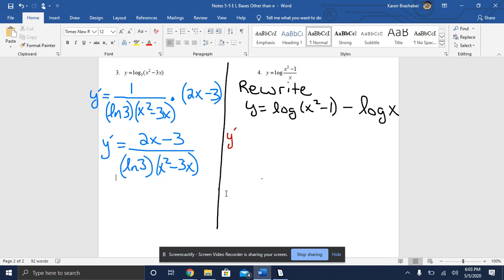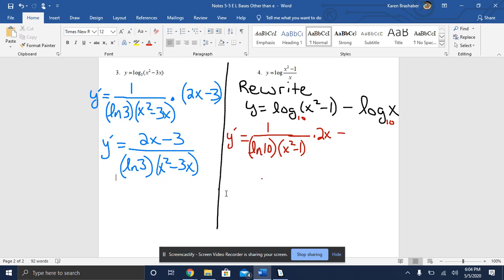So y prime would equal 1 over. Now, this base, when it is not written, is understood to be base 10. So this would be 1 over the natural log of 10, and then multiplied by the argument, x squared minus 1 in the denominator, and then times the derivative of x squared minus 1, which is 2x.